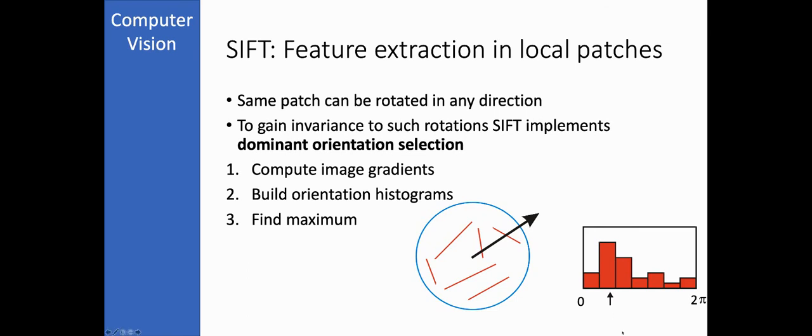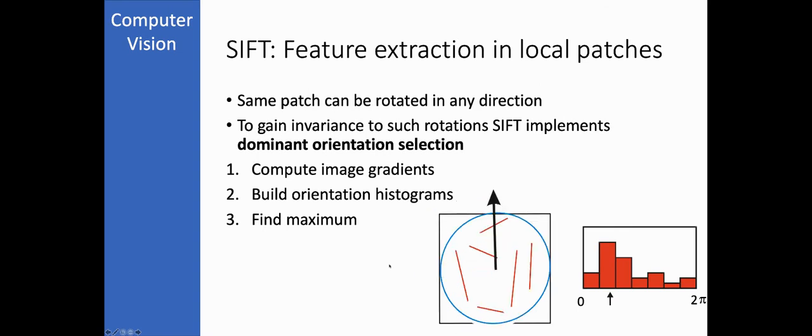That maximum in the histogram corresponds to the dominant orientation of the patch. I take the image and simply rotate it such that the maximum orientation is now facing in the vertical direction. This way, I'm gaining robustness to the rotation changes or possible rotations in the images.